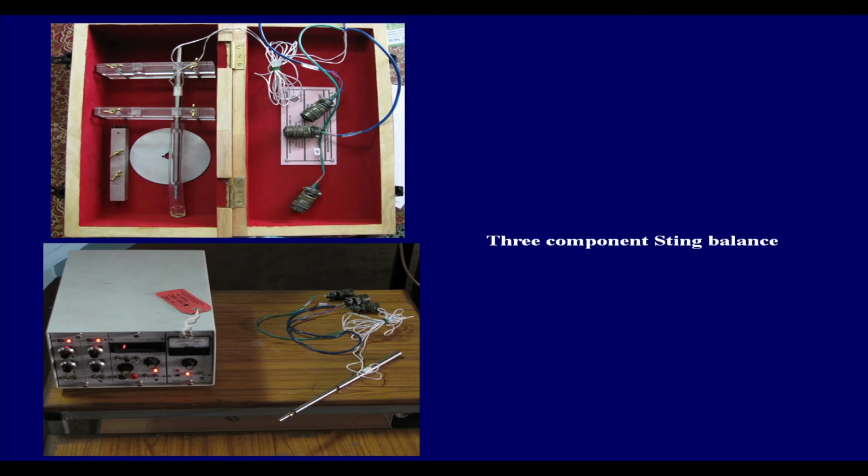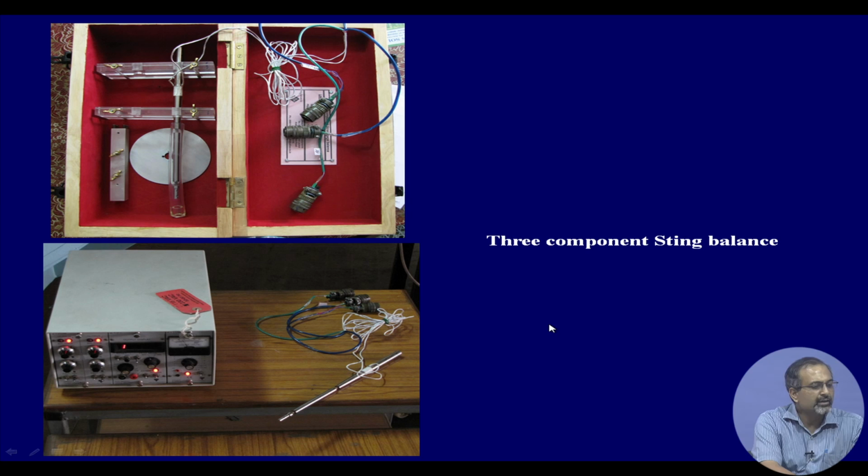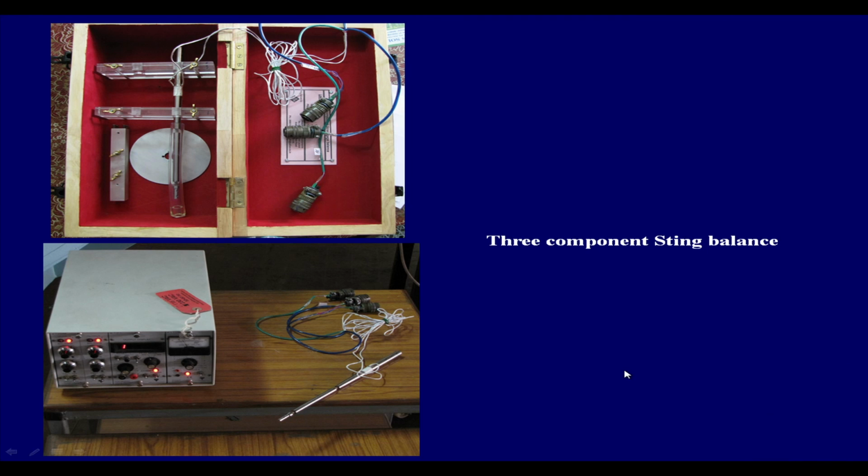So, in this lecture we will continue the discussion on the 3 component sting balance. We already talked about several issues here. We talked about the number of channels which are available in a sting balance for measurement. We talked about the interfacing of the balance with the signal conditioning unit.